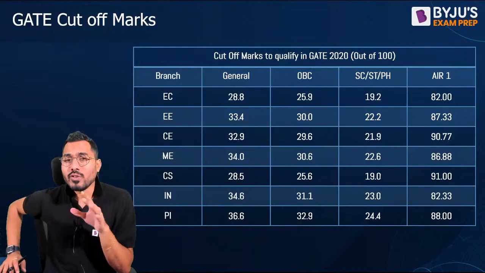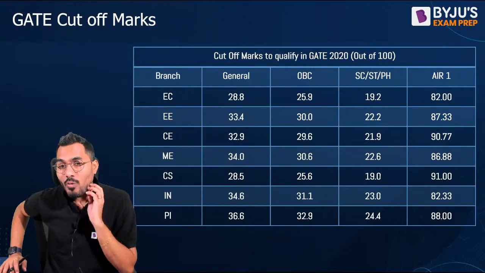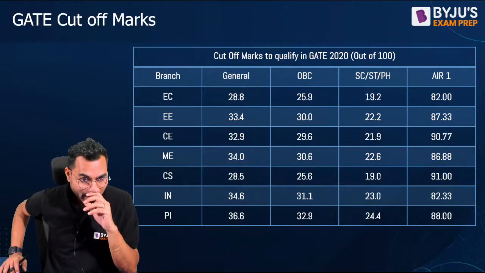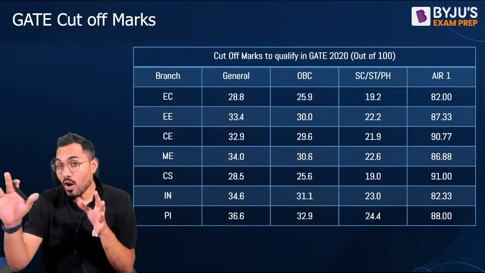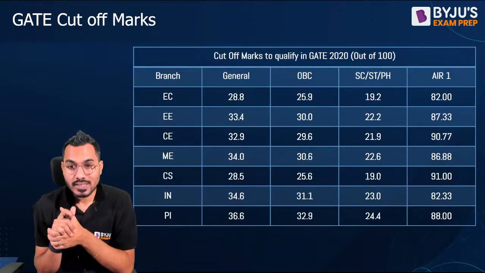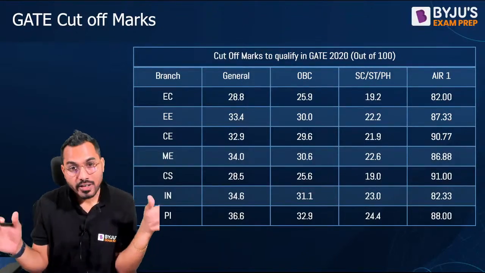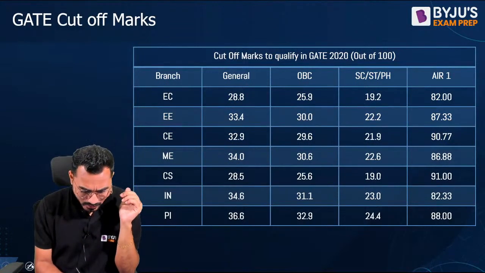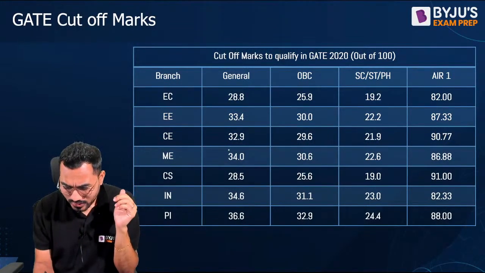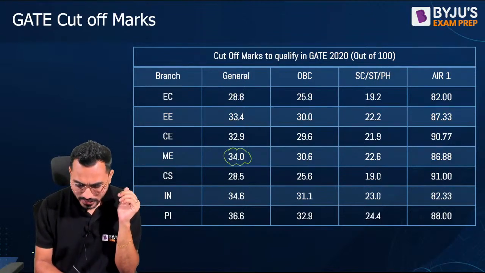Whenever we talk about the GATE examination, can I say that you see the cutoff marks? This is the cutoff marks given for 2020 out of 100, right? For the general category, OBC and all India rank 1, how much marks did they score? Fine. So you can understand that for mechanical engineering, for the general category, the qualifying marks are just 34.